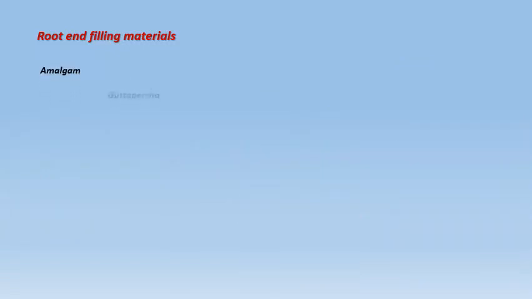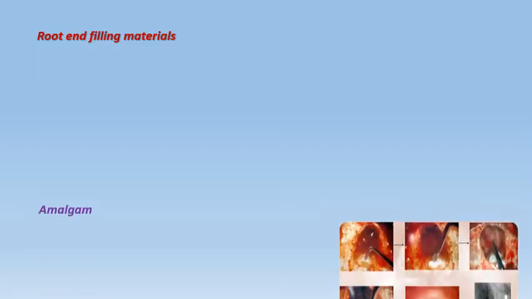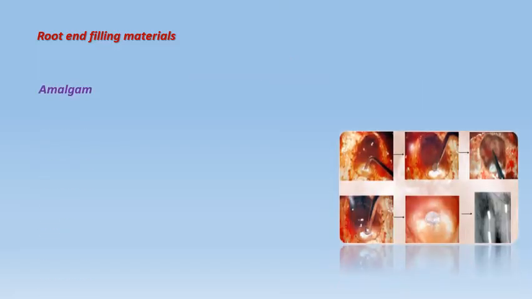What are the root end filling materials that we have? We have amalgam, gutta-percha, zinc oxide eugenol, composite and dentine bonding agent, calcium phosphate, and the most recent are the MTAs and the bioceramics. As for the root end filling material, each material has advantages and disadvantages. No material, as we said, is ideal. We should select the material according to the case and according to its advantages, trying to avoid its disadvantages.